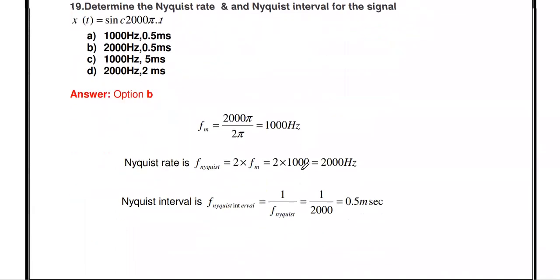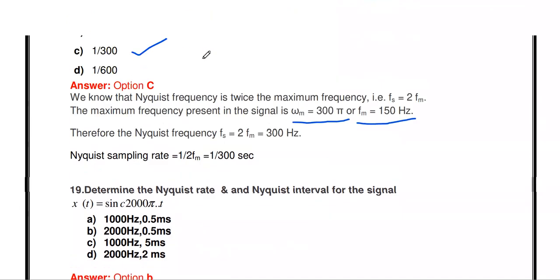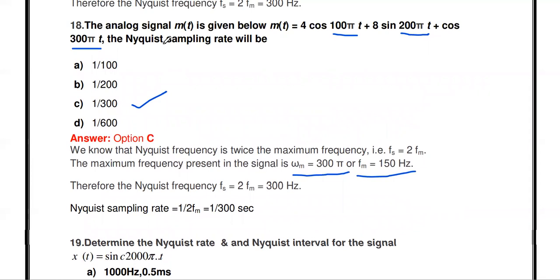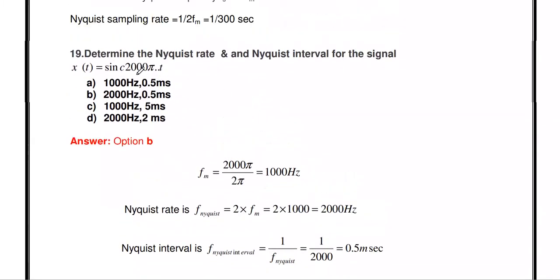Then the next question: determine the Nyquist rate and the Nyquist interval for the signal x of t equal to sinc 2000 pi t. Okay, sinc 2000 pi t. So here, determine the Nyquist rate and Nyquist interval for sinc 2000 pi t.